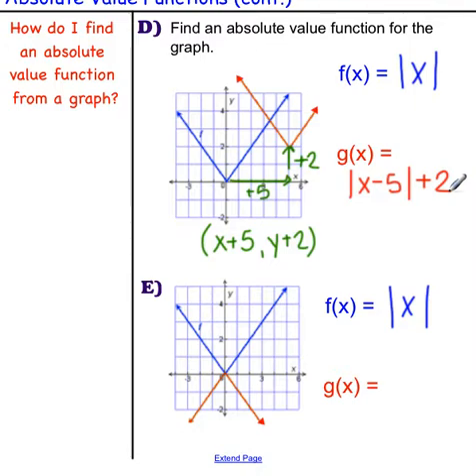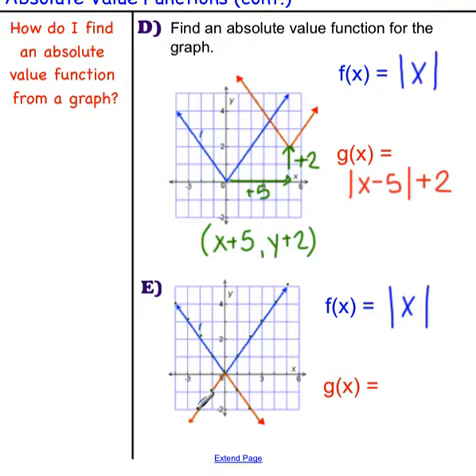Looking at E. On E, when I look here, I see that with my original function, it goes up 1, left 1 to the left of the y-axis, and up 1, right 1 as it goes to the right of the axis, which means it's just like a standard absolute value function. And when I look on the red one, I see that it goes down 1, right 1 to the right of the axis and down 1, left 1 to the left of the axis. So I'm seeing that it grows at the same rate, which means there is no stretch, there is no compression.